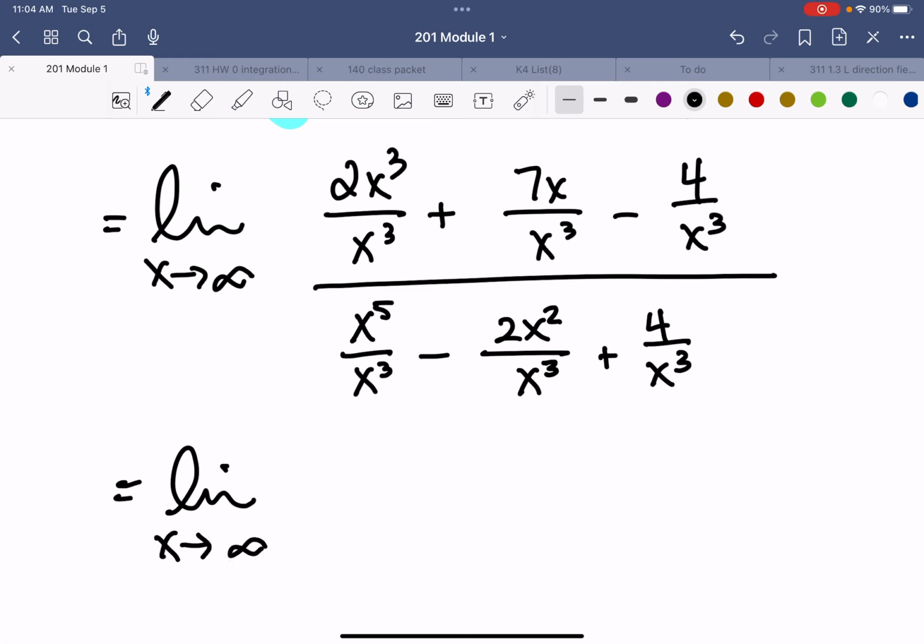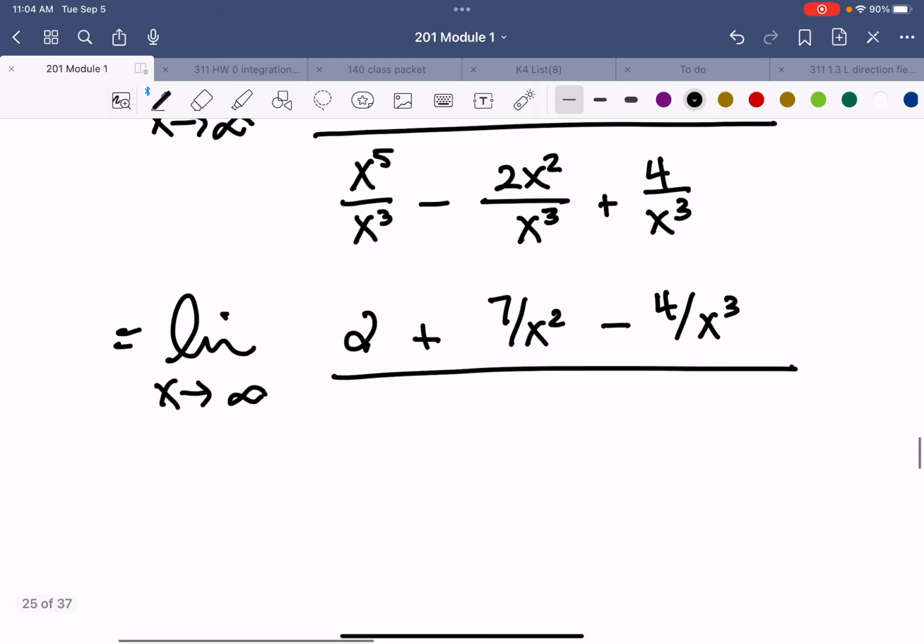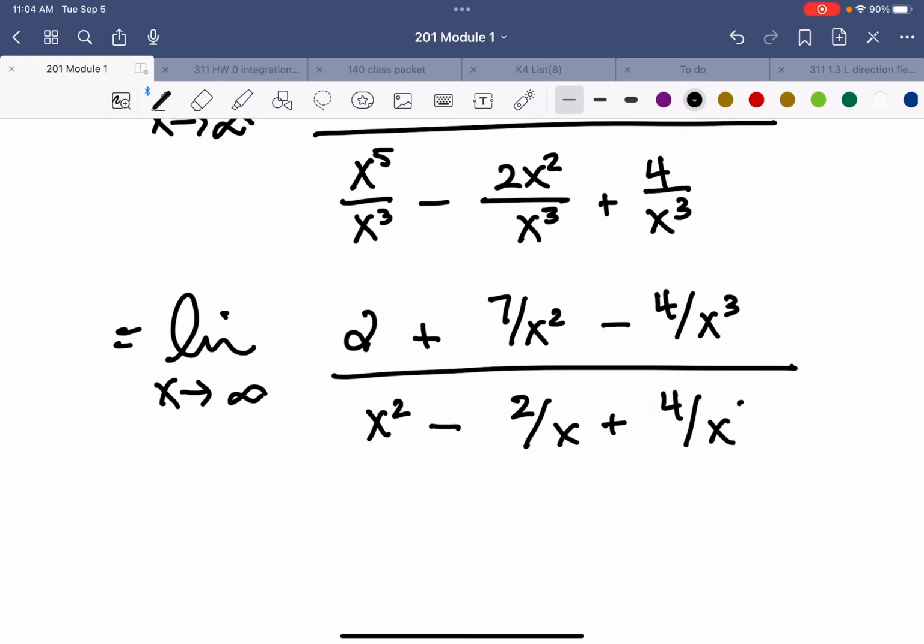Keep our limit notation. That becomes 2 plus 1 of the x's cancels in the middle, so 7 over x squared. And the last one doesn't reduce at all. In the bottom, x to the 5th over x cubed is x squared. 2 x's cancel in the middle term, so 2 over x. And 4 over x cubed in the last term.